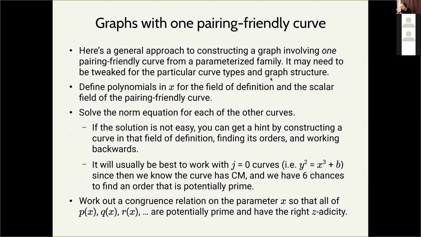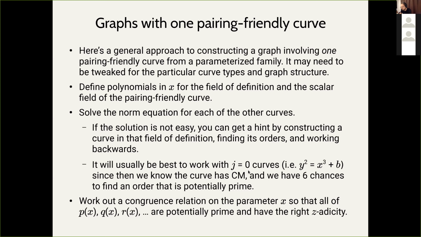I don't know how to do constructions with 2 pairing-friendly curves unless you use something like Cox-Pinch. So anyway, if you have one pairing-friendly curve, then just figure out what your polynomials are for P and Q here. So you need to solve the norm equation that I gave before for each of the other curves in the graph. And if it's not obvious how to solve them, you can just construct some in Sage, say, find its order, and then work out from that what the solution to the norm equation must be.